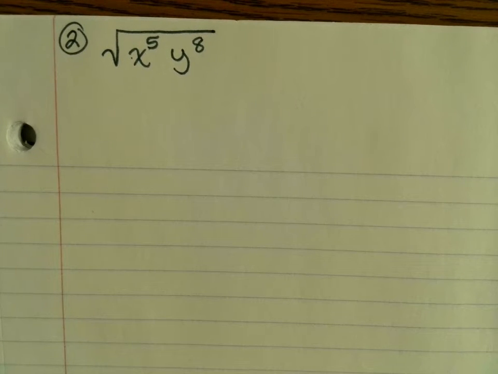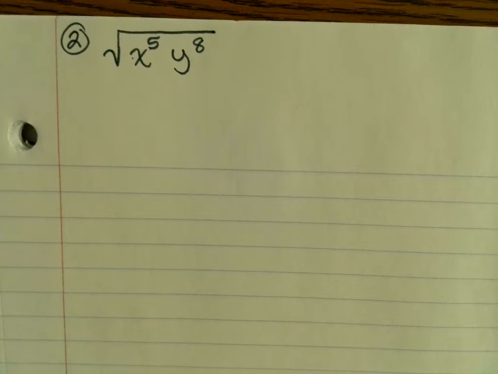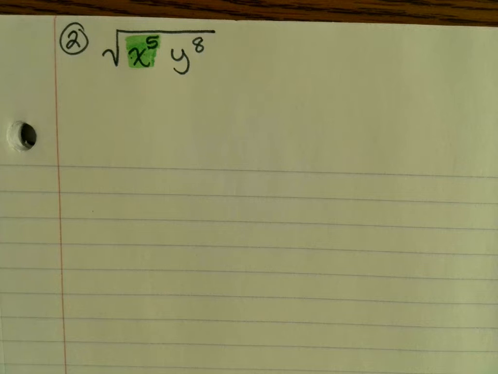Okay, so let's start with the square root of x to the 5th. That is an odd exponent, so I'm going to go ahead and highlight it in green because it's an odd exponent. So it's not a perfect square to start with. So I'm going to separate it as x to the 5th.